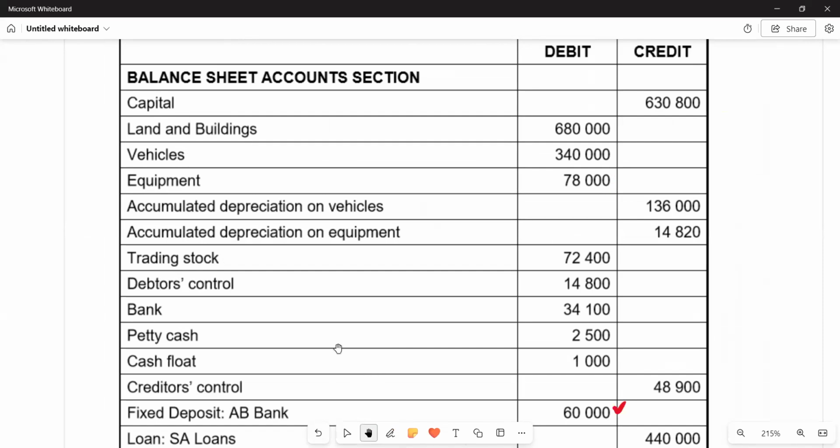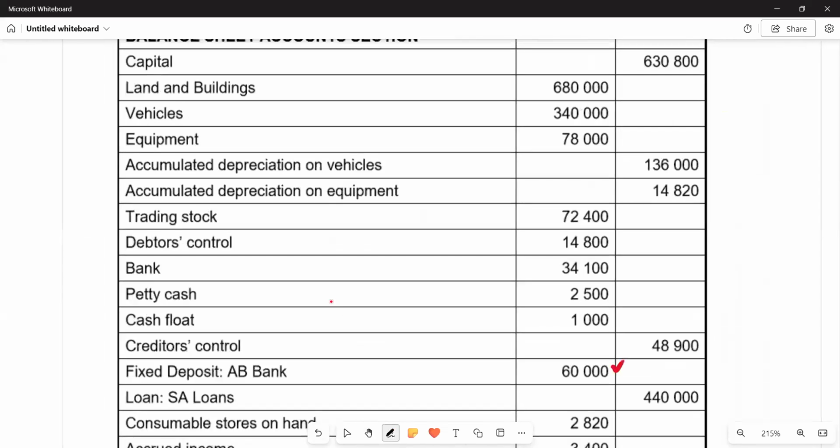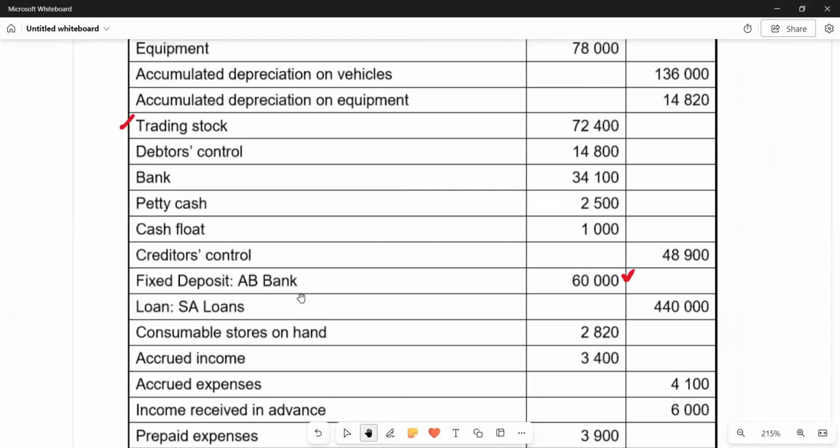So we go down. We are seeing we have got trading stock, which is 72,400. But obviously we can have various stocks that we can have at the end of the period that we need to add together. So we search for another inventory or a stock that we are having. We go down. We see that we have got consumable stores on hand. It's part of stock. So we're supposed to add it to 72,400 plus 2,820.